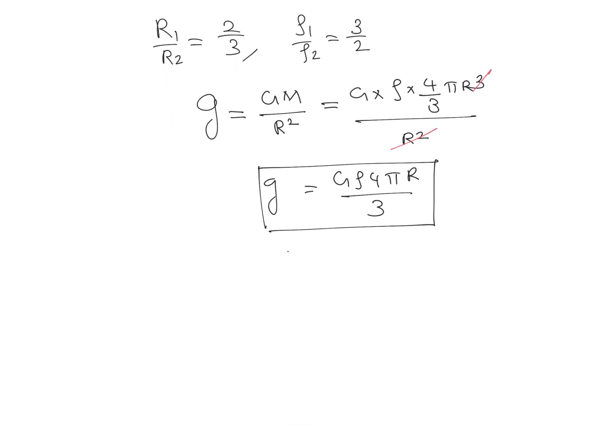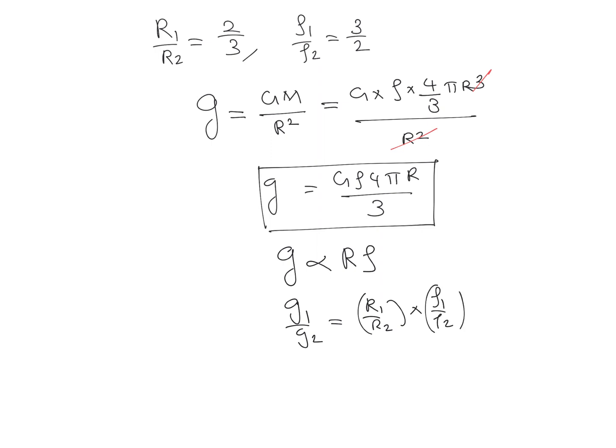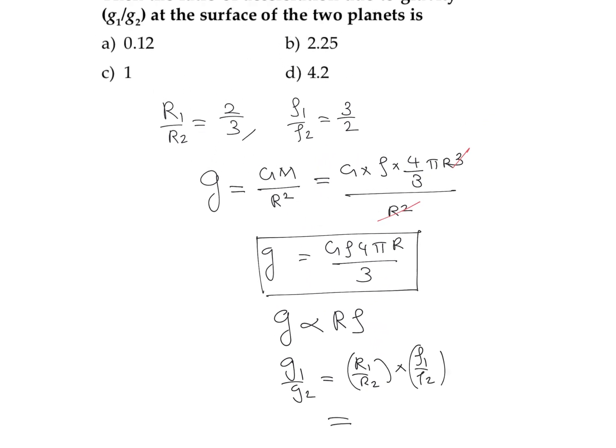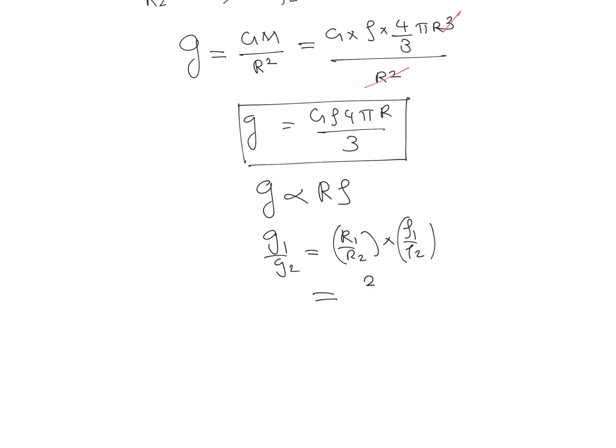But in this question, our aim is to write it only in terms of radius and density. So we can take the other parameters as constant, and g is directly proportional to R and density rho. So we can write the value of g1 by g2 as R1 divided by R2 into rho 1 divided by rho 2. So R1 by R2 is given as 2 divided by 3 and rho 1 by rho 2 is given as 3 by 2. So they will get cancelled and you will get the answer as 1:1, or 1.